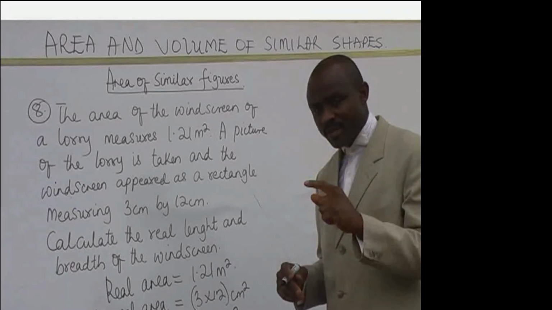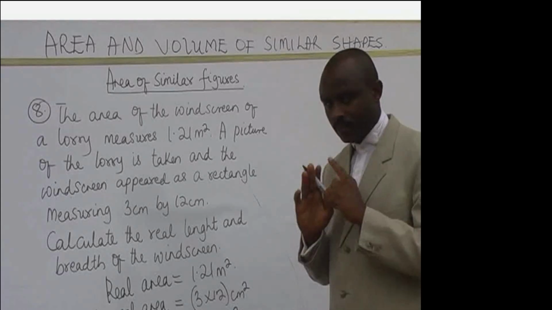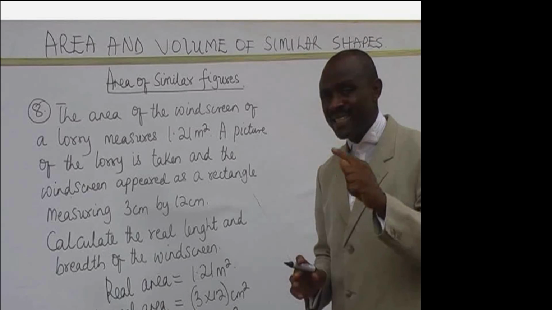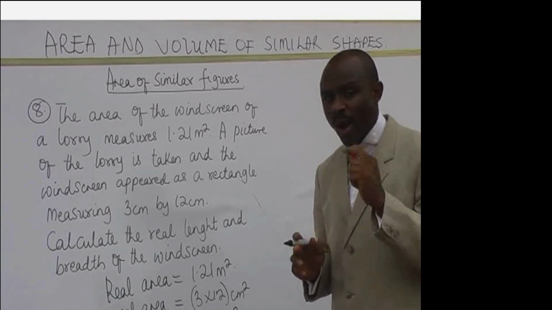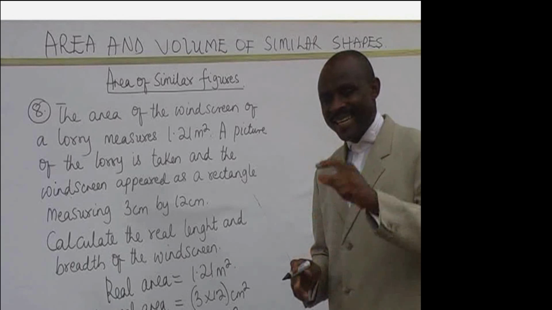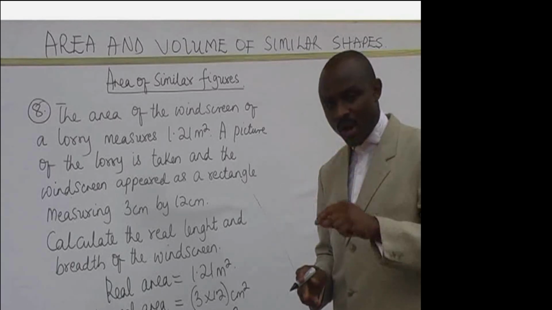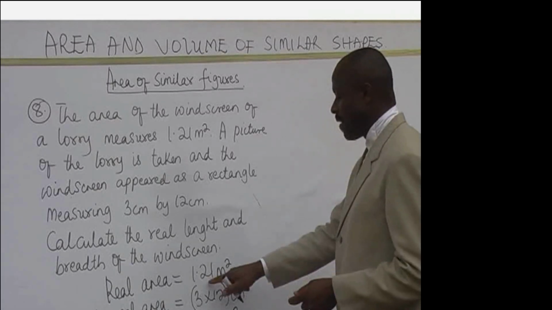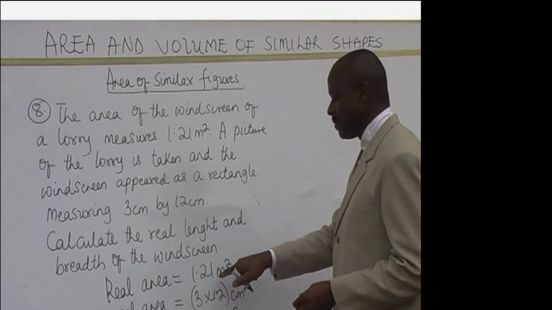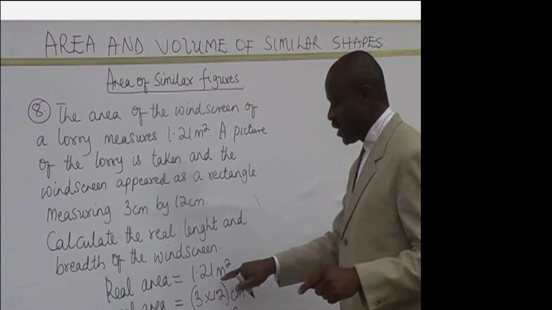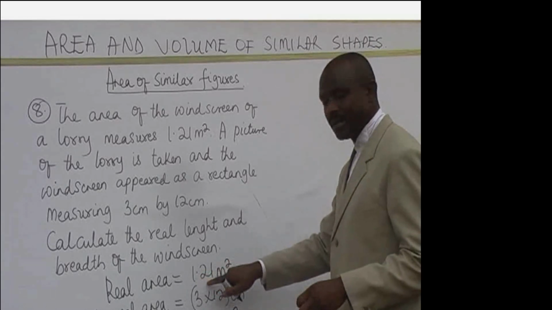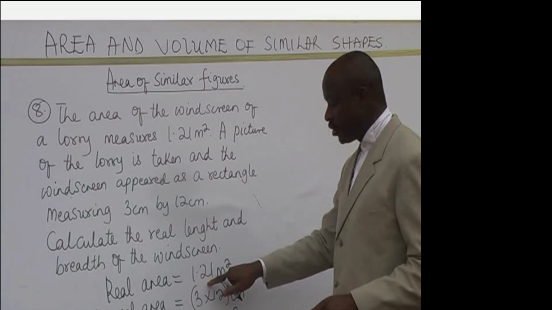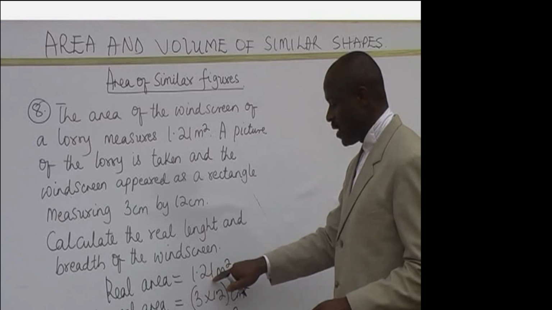100 centimeters makes 1 meter. That's correct. But 100 centimeters squared is not equal to 1 meter squared. Rather, 10,000 centimeters squared is equal to 1 meter squared. Now, if you want to convert 1.21 meter squared to centimeter squared, you multiply 1.21 meter squared by 10,000. And if you do that, just move the decimal point across 1, 2, and add 2 zeros.